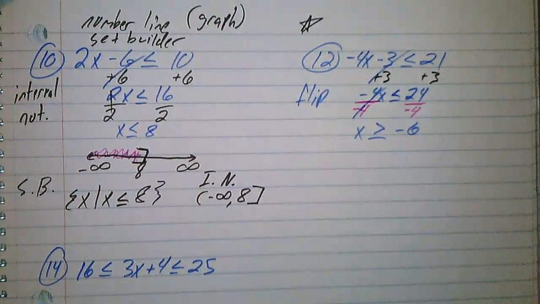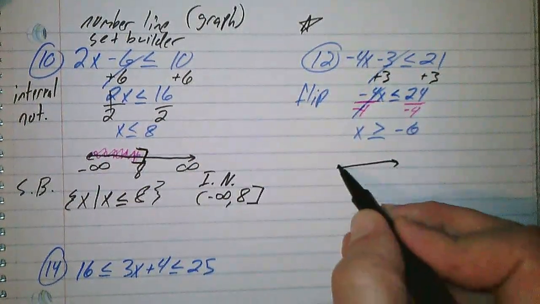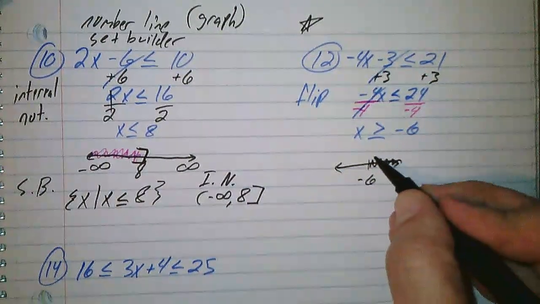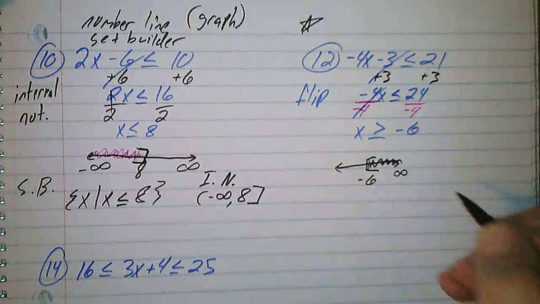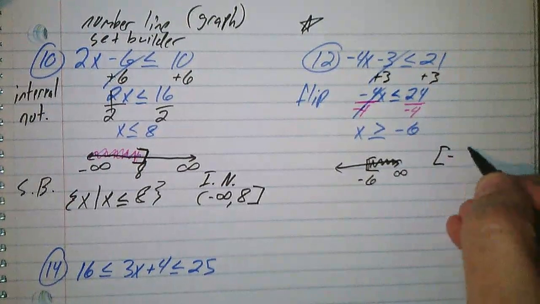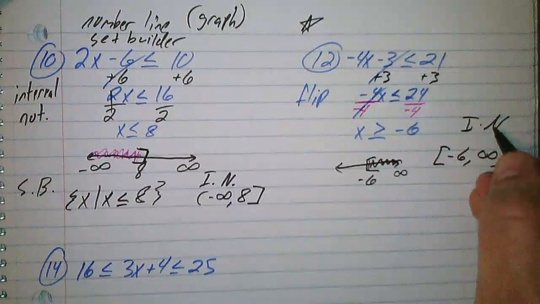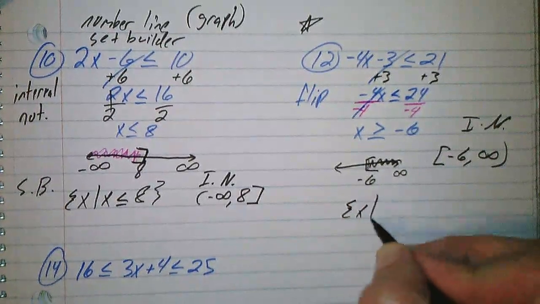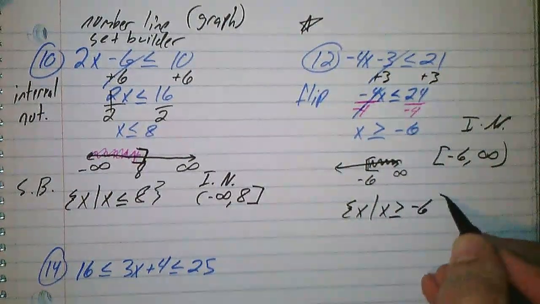So again, you might be asked for one or all three of these. On a number line, we would shade to the right. We would have an opening bracket at negative 6, and we would go out towards infinity. So that's what that looks like in interval notation. And if it's only one symbol, you might be asked for the set builder: x such that x is greater than or equal to negative 6.